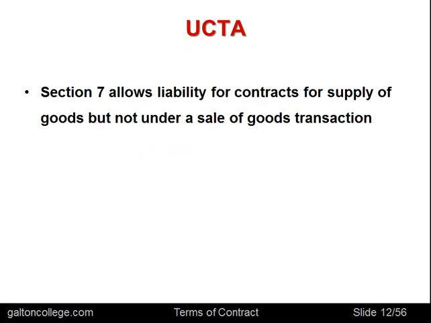Section 7 allows liability for contracts for supply of goods, but not under a sale of goods transaction. So if the parties to a contract can deal, but it's not covered by the Sale of Goods Act, then they may be able to have exclusion clauses which cover a wide range of possibilities.